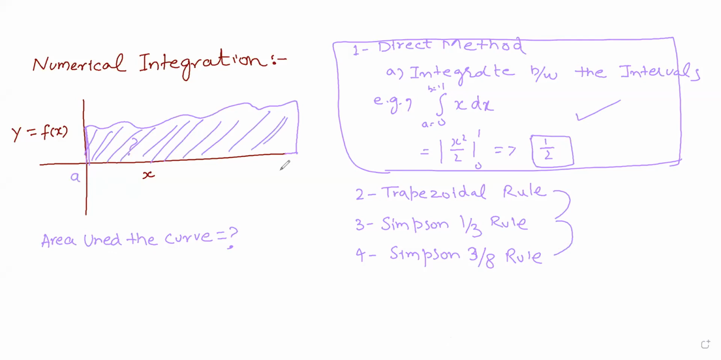Let's say this is a and this is b. One more way is to divide this curve into small intervals, and then find the area of each small slice. That's the basic rule here.